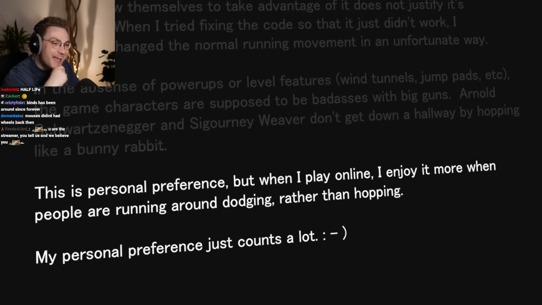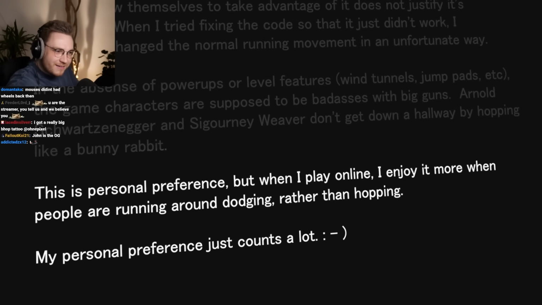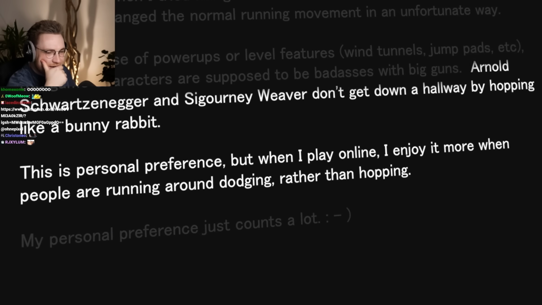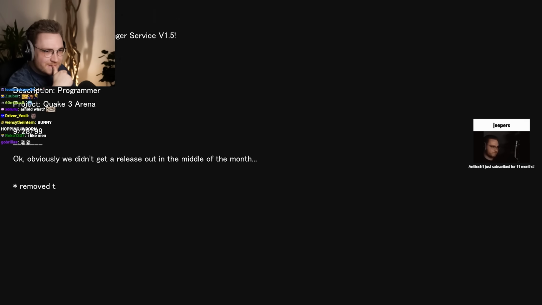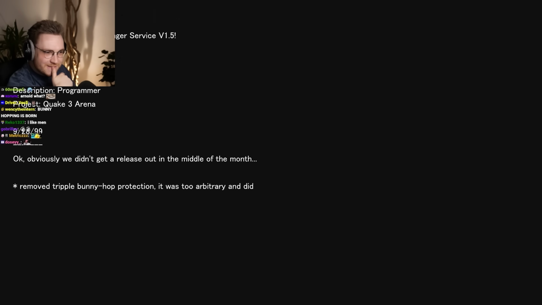John further commented, "This is a personal preference, but when I play online, I enjoy more when people are running around dodging rather than hopping." So from this 1999 extract, we see the terms bunny and hopping used in 2 sentences. And then I came across another entry from a few months later where John says he removed triple bunny hop protection due to it being too arbitrary.